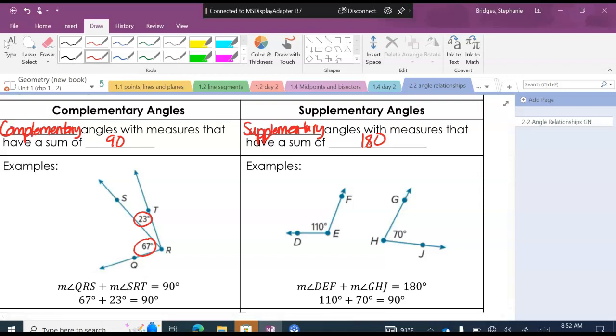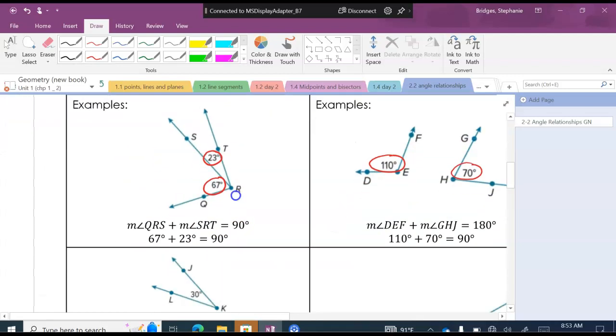If you look at the two angles they gave us here, DEF is 110, GHJ is 70. If I add those, that gives me 180, which means they are supplementary. Anybody have any questions there? What does complementary mean? They add up to be 90. Supplementary means they add up to be 180. All right.